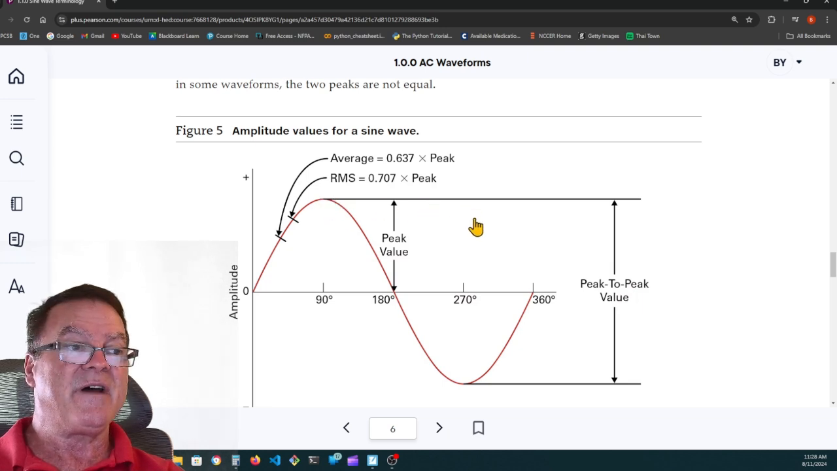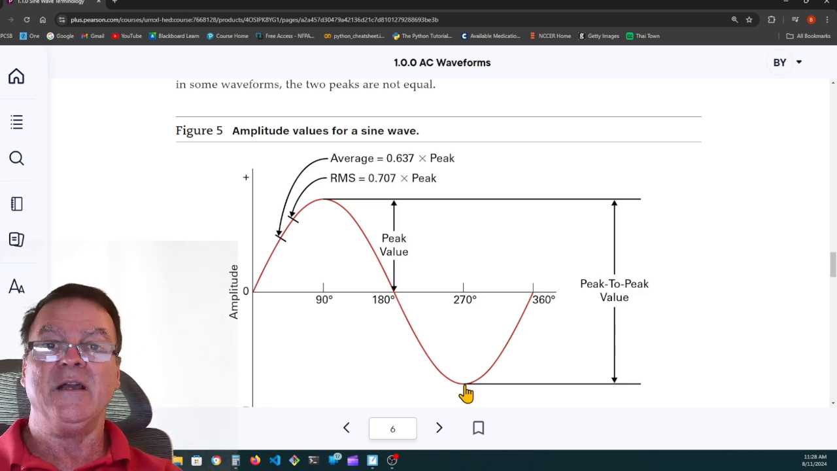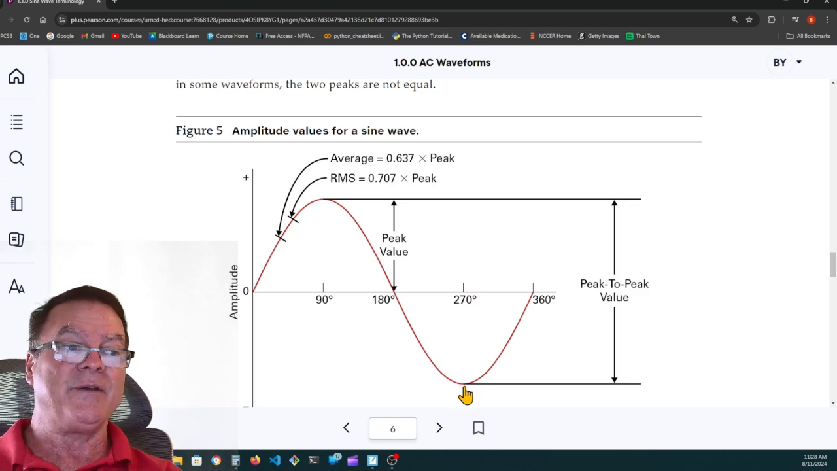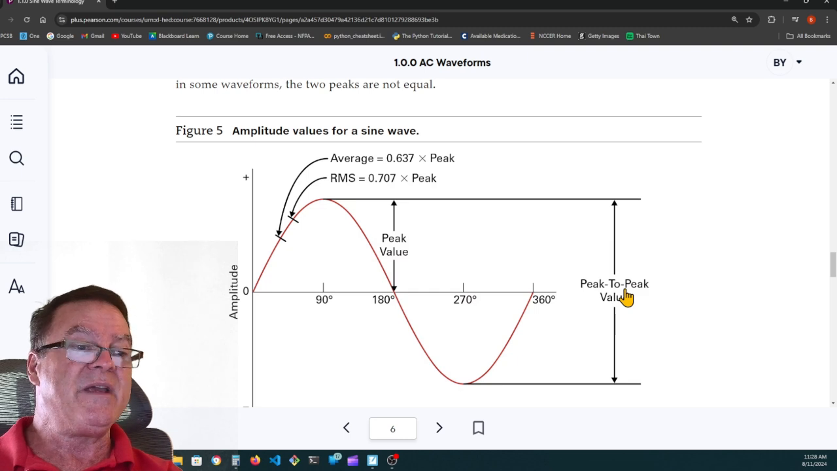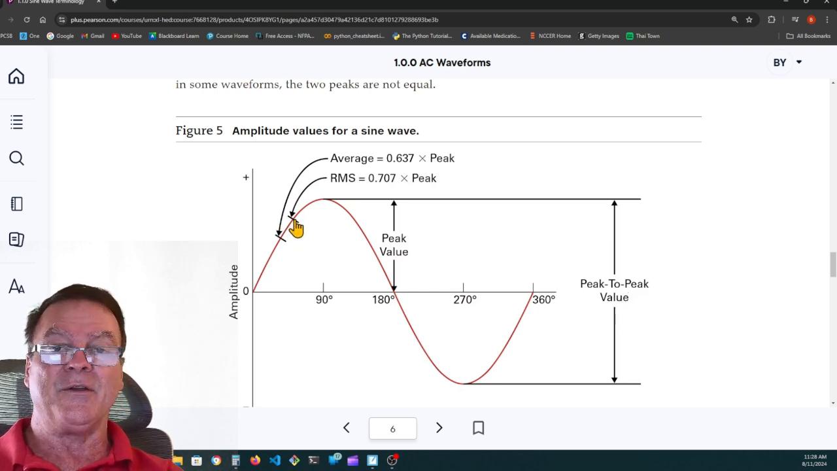The highest positive value to the highest negative value, and yes, I'm going to call it the highest, even though to our eyes it looks like a valley. It's the highest negative value. Remember, there's no such thing as negative electricity. It's just electrons flowing in the opposite direction, okay? So that's our peak-to-peak value. And then the effective value, the value of work that we can get done with that AC waveform, is the effective value, or the root mean square, 0.7071 times the peak value.